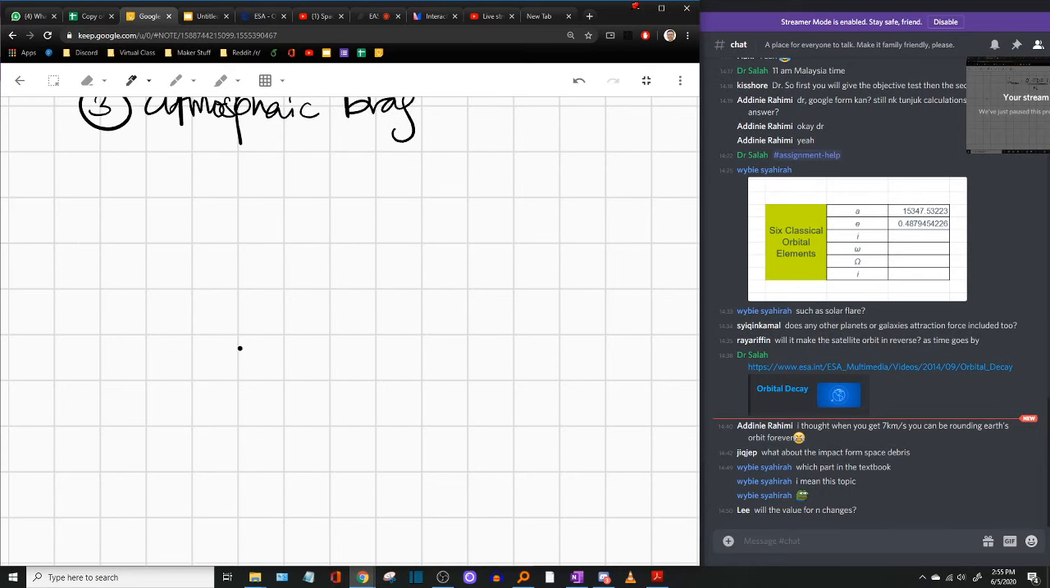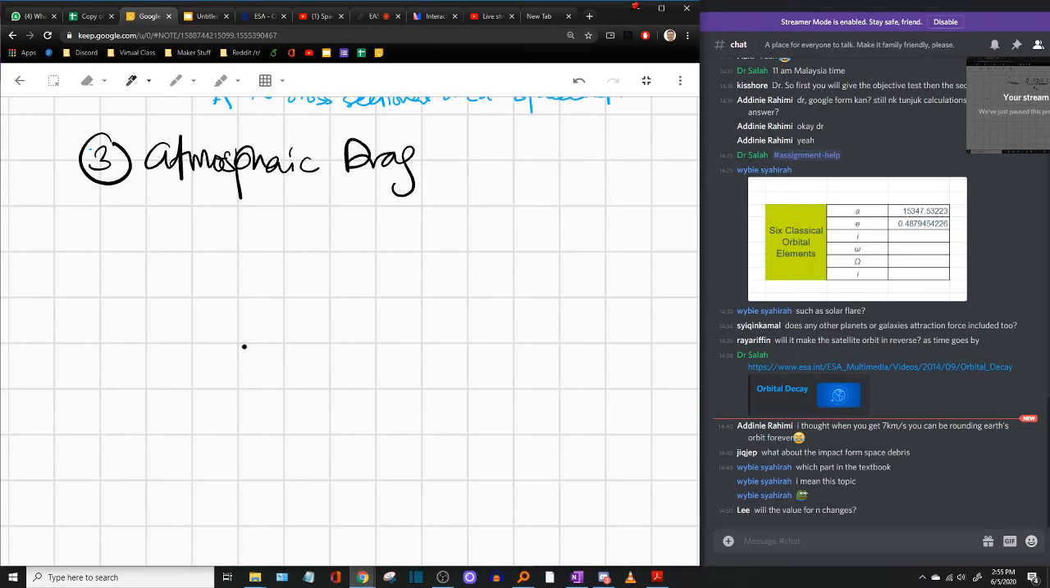You actually need a deeper, more thorough analysis to quantify the atmospheric drag and how much it changes our orbital elements. Now in this case, atmospheric drag will change our semi-major axis, and it will also change our period.